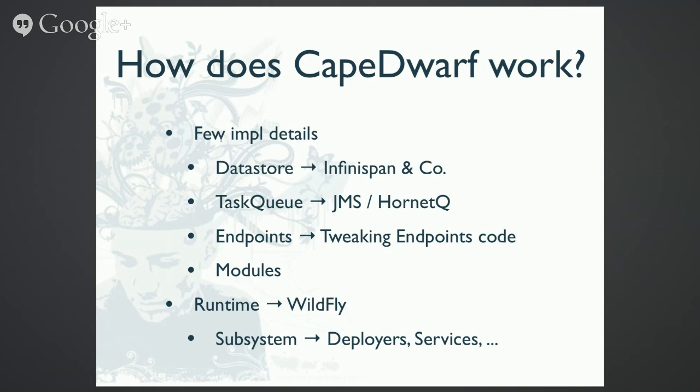And of course, we have support for modules. In the standalone or current version, we have to mock the modules. We don't split the app into different instances, but we try to mock the modules into proper Google App Engine modules. We try to split it and set up proper things around it. And the runtime, which is WildFly, is a subsystem with deployers, services, and so on. Let's go over each of those in a bit more detail.